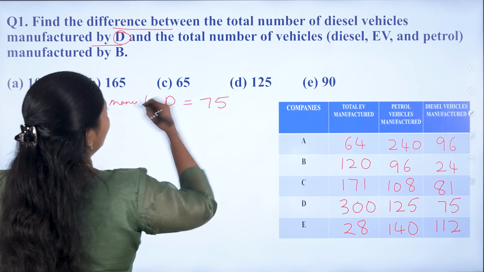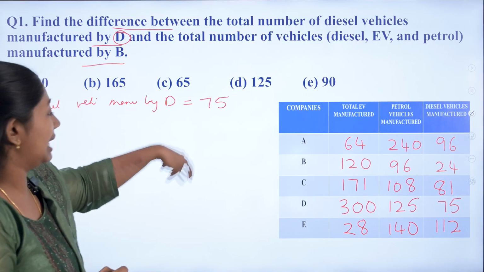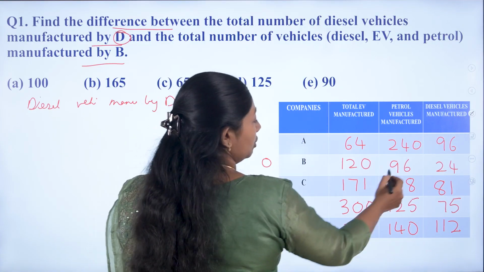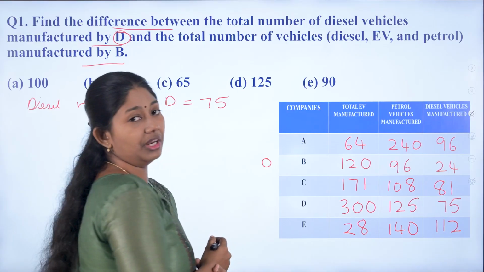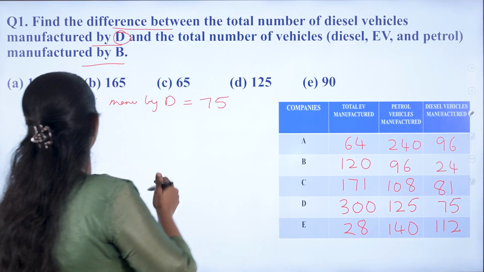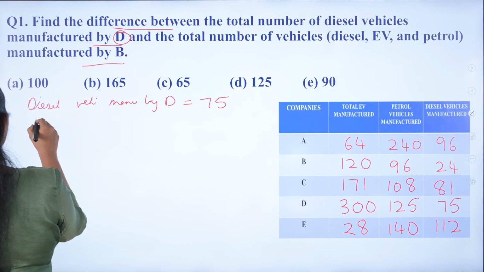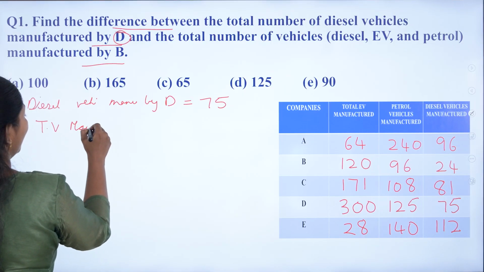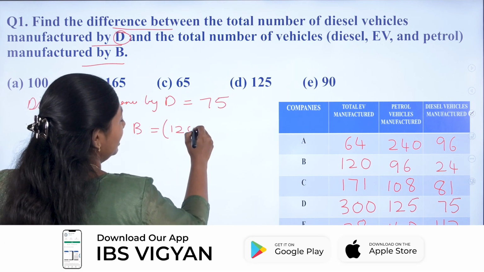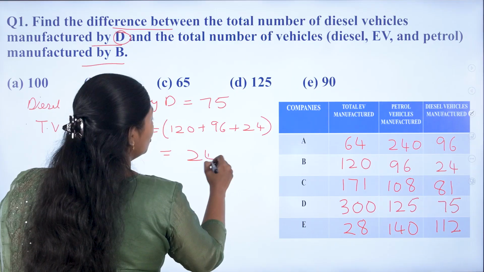And the total number of vehicles, diesel, EV and petrol manufactured by B. So B company, how many? 6 plus 4, 10. You have here 10, 0, then 1, 10, 120. 120 plus 120, 240. So 240. If you want, you can add one column also. So total vehicles manufactured by B is 240. So total vehicles manufactured by B is equal to all those. If you add 120 plus 96 plus 24 you are going to get 240.